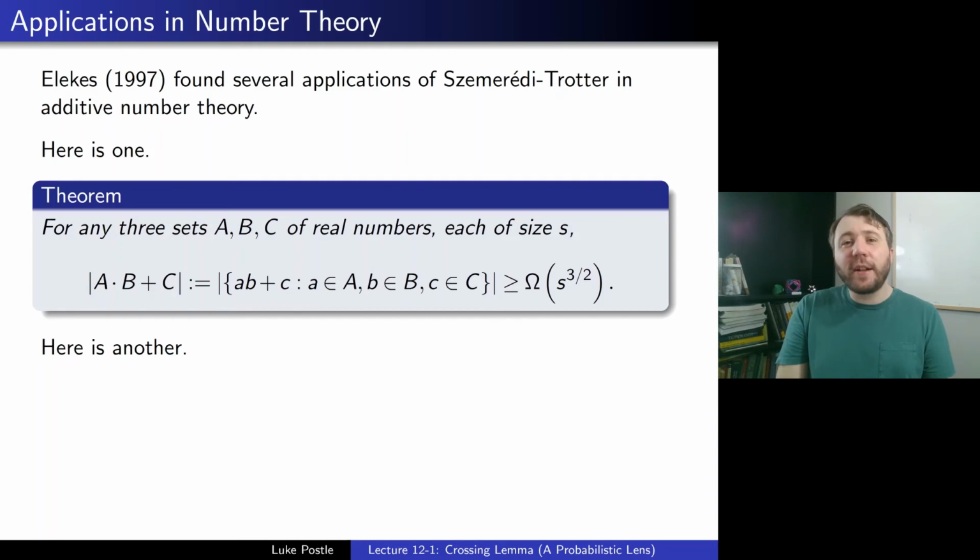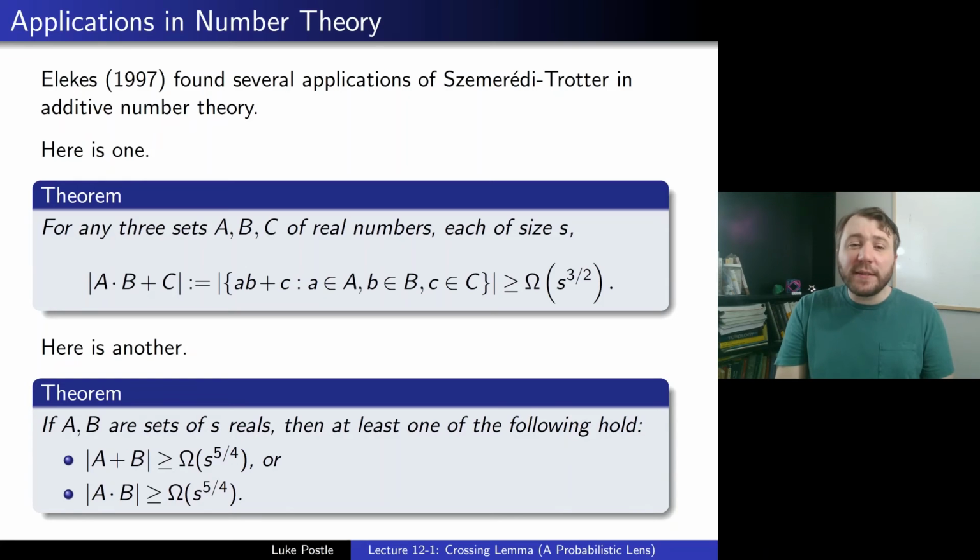And here's another, also quite nice, and similar. It says if A and B are sets of S reals, then at least one of the following holds. Either A plus B, that's the sum set, is at least on the order of S to the 5/4, or the product set A times B is on that order, S to the 5/4. So this is saying that either the sum set or the product set has to be large. So you get either a lot of distinct products or a lot of distinct sums. And this too will follow quite easily from the Szemerédi-Trotter theorem. So let's do the first one.